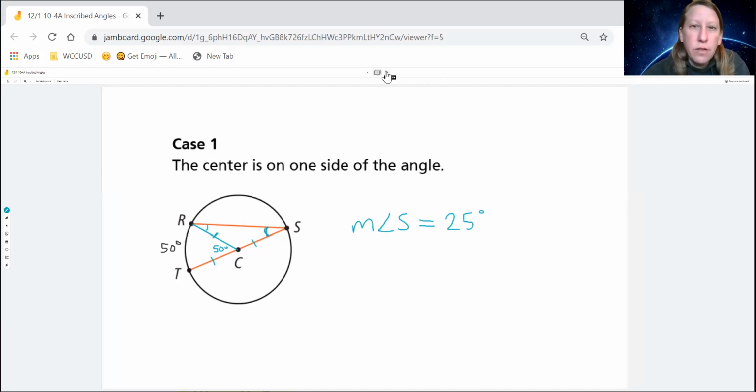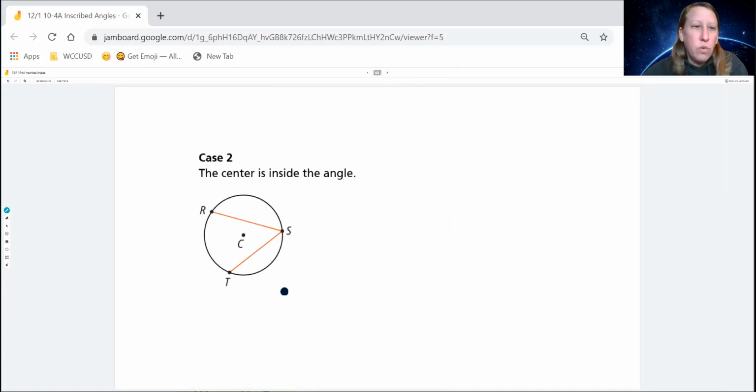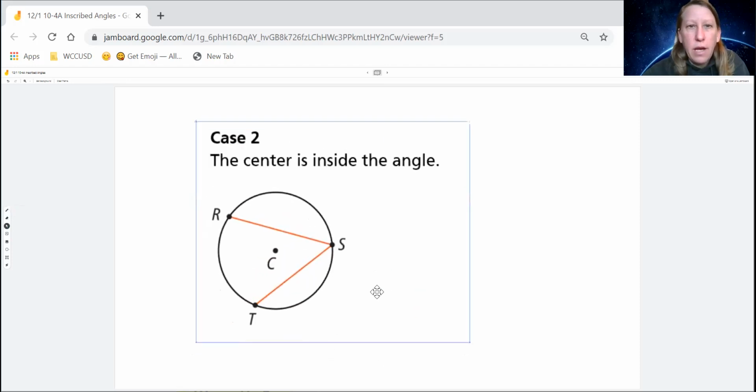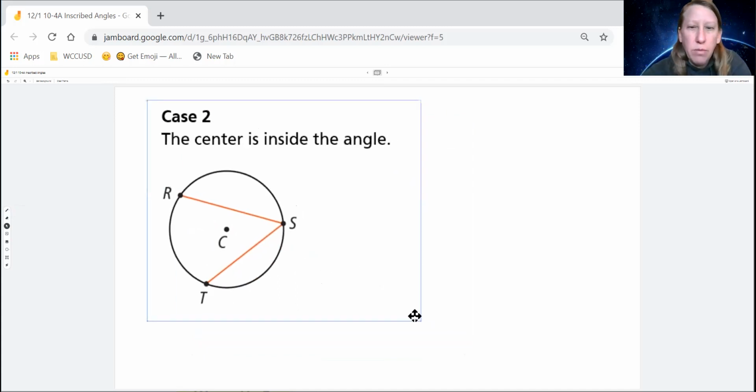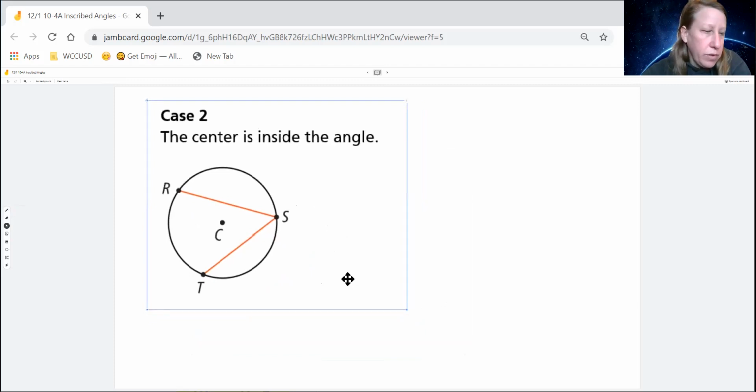Let's look at another one. So what about this one? Is this also going to be half? I don't know. Let's find out. Make this bigger. What is happening here? I'm trying to get you guys to think through where this formula I'm about to give you came from.